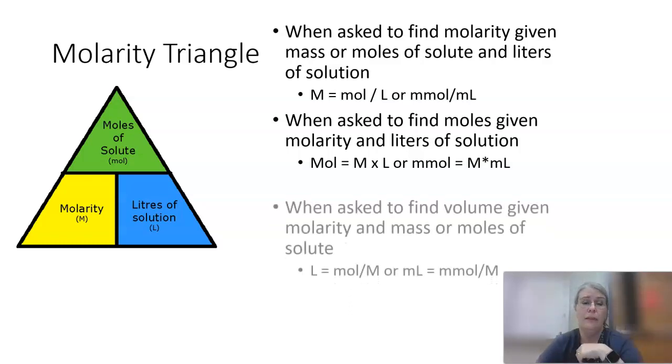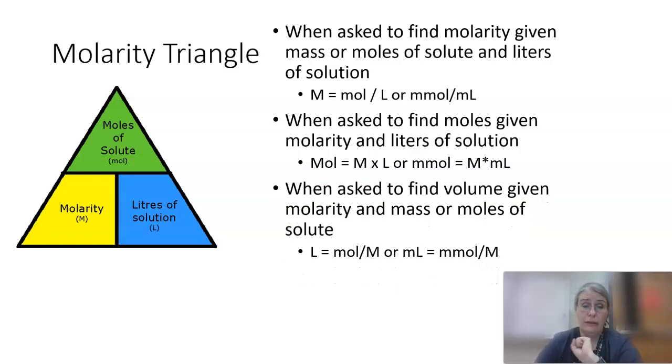If I'm asked to find volume given molarity and mass or moles of a solution, say I know I need 0.5 of a mole to do this reaction to completion, and I need to figure out exactly what volume of solution I would need, then in that case, the volume is going to be moles divided by capital M, or milliliters will be millimoles divided by capital M molarity. You can see that in the triangle there. You can use it by solving the formula, or you can really just use molarity as a conversion factor and cancel out your units on opposite sides of the fraction bar.